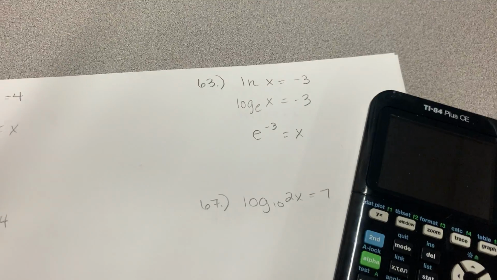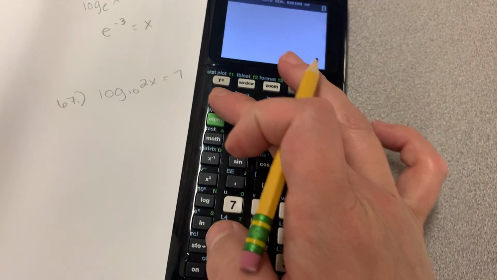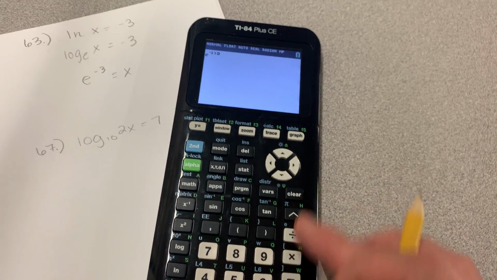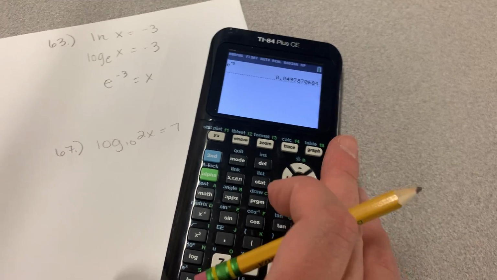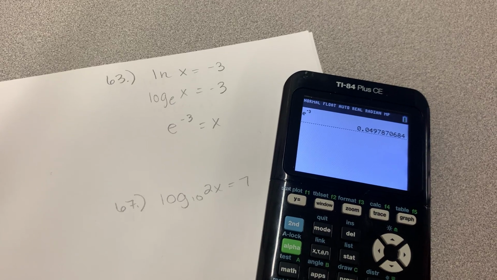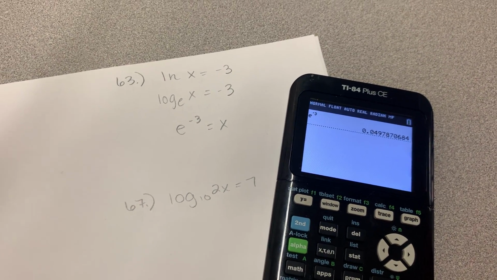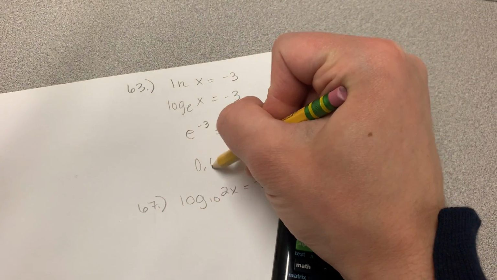So e is actually a button on your calculator. e to the -3rd. And it says round to the nearest 3 decimal places, so it's going to be 0.4. Well, it's going to round to 0.05.